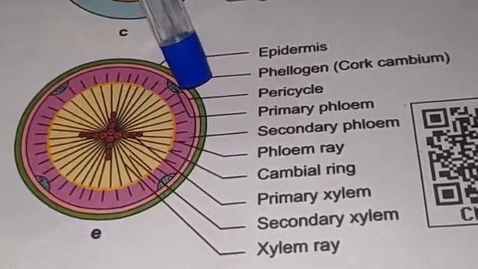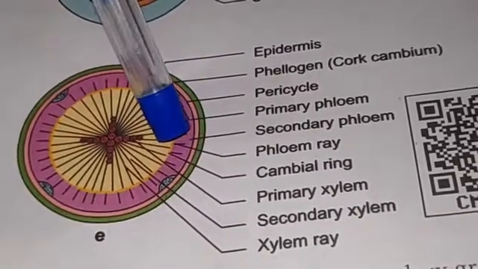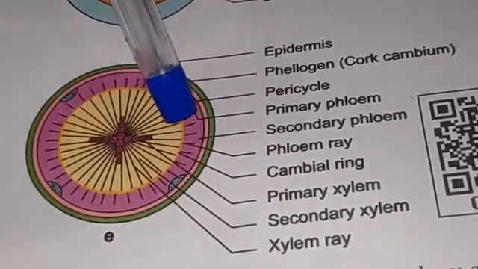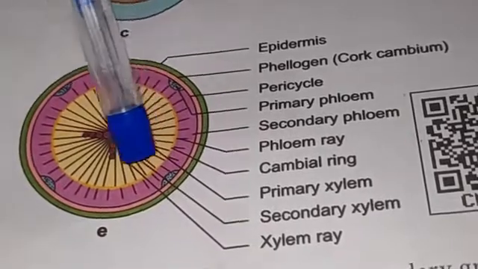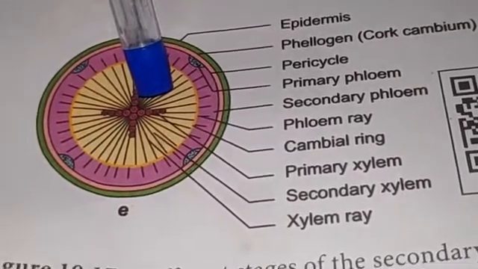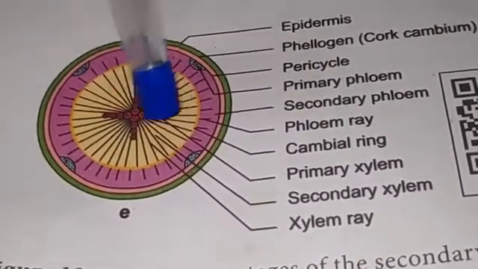So in the structure we have pericycle, primary phloem, secondary phloem, phloem rays, cambial ring, primary xylem, secondary xylem, and secondary rays.